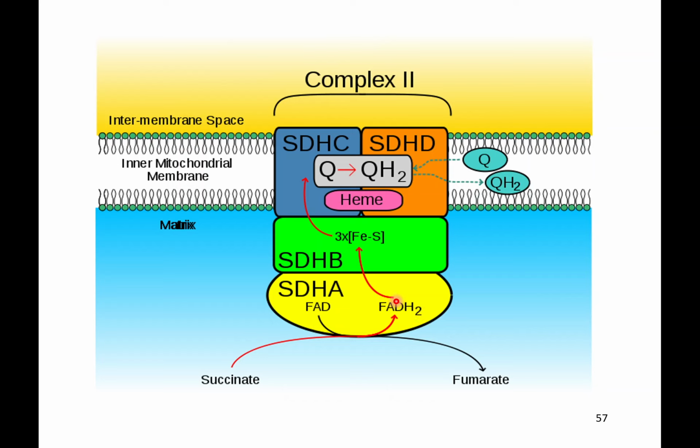The FADH2 then transfers its electrons through iron sulfur clusters and ultimately to what's known as ubiquinone. Ubiquinone can then transfer those electrons when it's reduced to QH2. So Q stands for ubiquinone. Q is the oxidized version, QH2 is the reduced. That then transports electrons through the inner membrane to the next complex in the electron transport chain. So we'll be seeing this again.